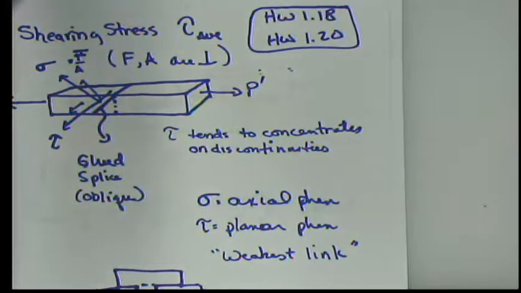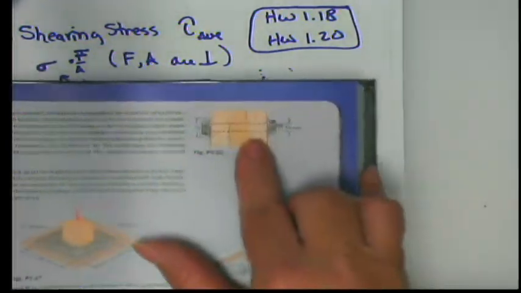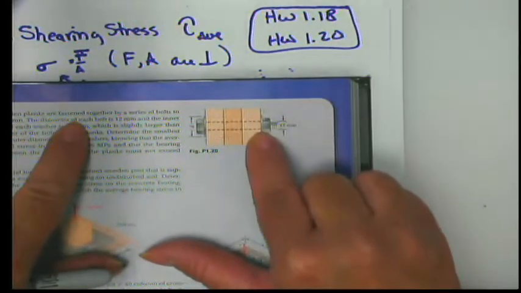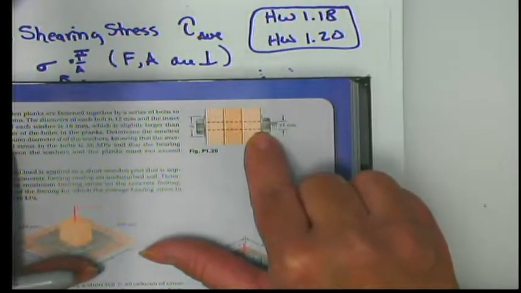But let's talk a little bit about problem 120, and then we'll, just analytically so that you'll have some information about it. And then we'll also talk about problem 118. All right, so here's problem 120. We have 3 wooden planks fastened together by a series of bolts to form a column.